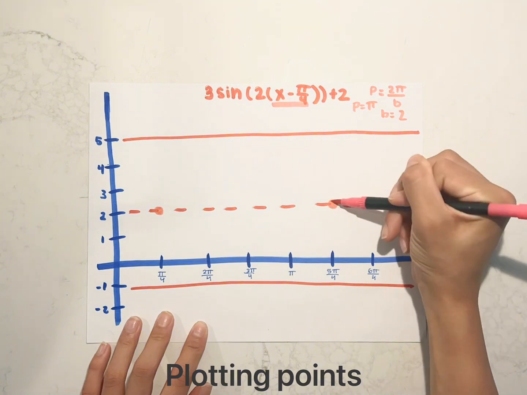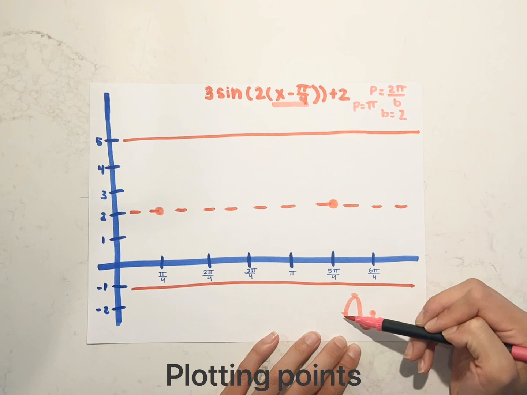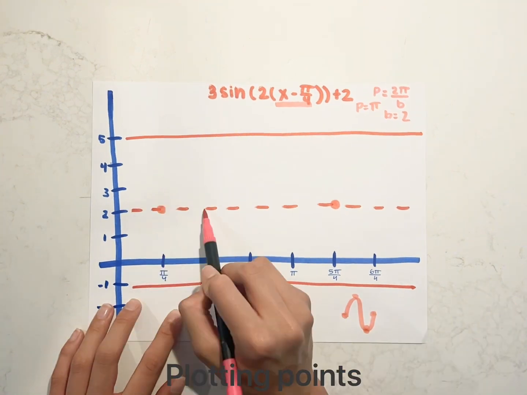Now, to continue, we use our period knowledge and we go all the way over pi, because that is our period, and we graph again at the midline, since as we see, a sine function always begins and ends at the midline.